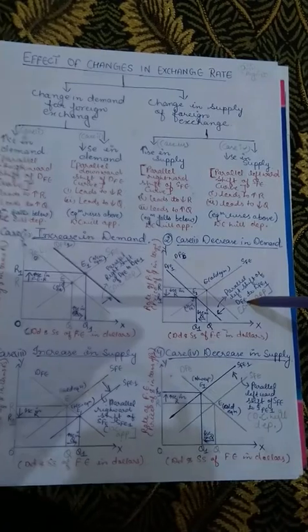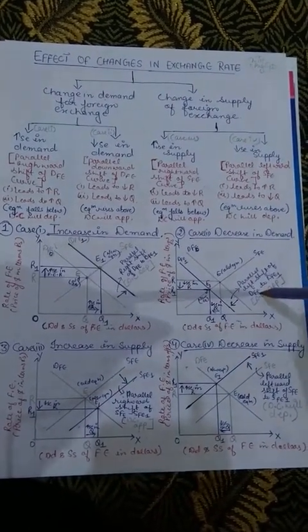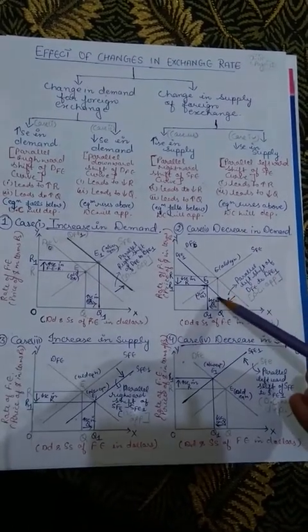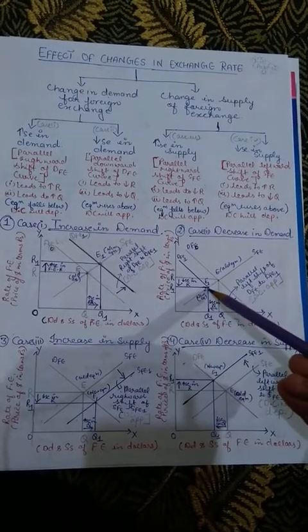So bacha, what is this? This is your decrease in demand. In this, your demand curve will shift to this side. This was your original equilibrium level. This is your new equilibrium level.